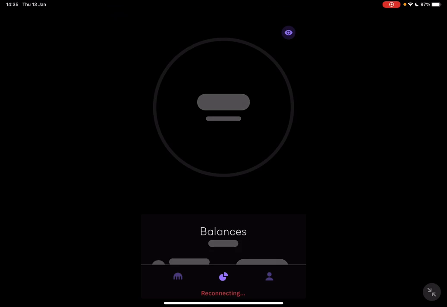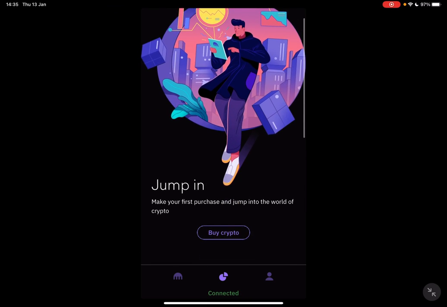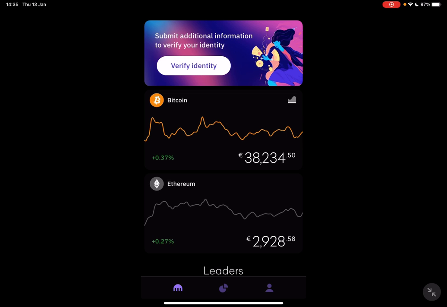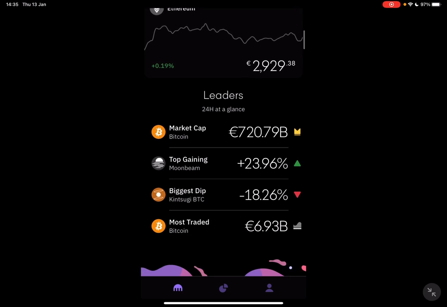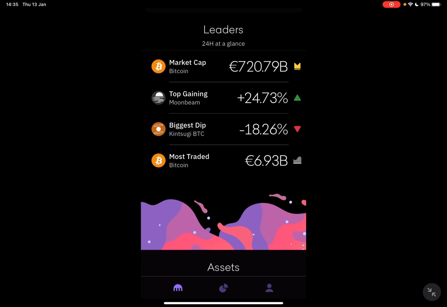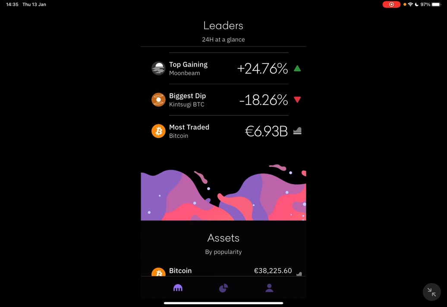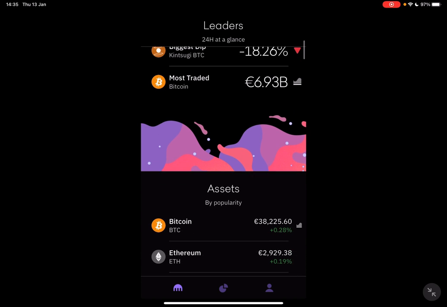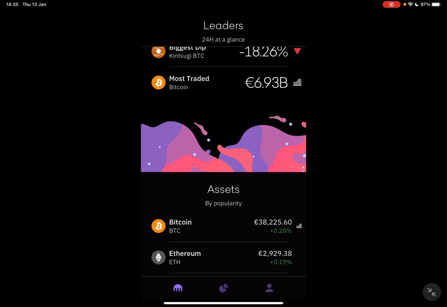First, open Kraken, and when you are on the home page, go to the main page by tapping on the left side. On the top you will see the two main cryptocurrencies, Bitcoin and Ethereum. Down below you will see a leaderboard where you can find the cryptocurrency with the highest market capital, the top gainer of the last 24 hours, which is Moonbeam right now, the top loser, the biggest dip, which is Kintsugi BTC, and the most traded, which is also Bitcoin.